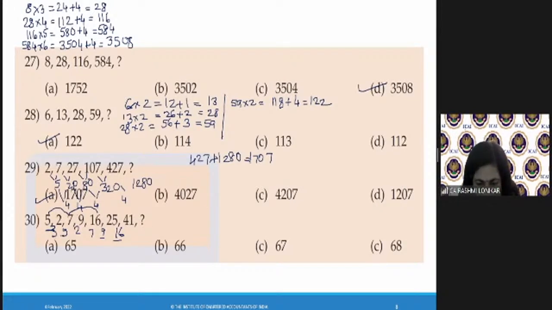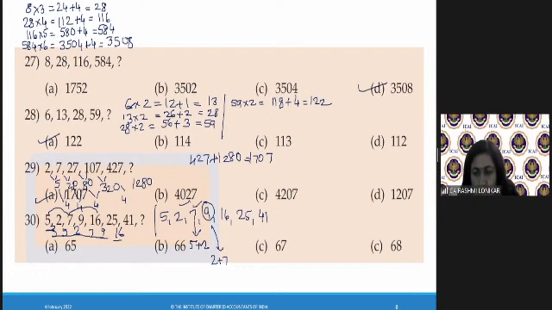So this difference when I try to find out, I am not able to get the answer because this is 3, 5, 2, 7. So I have to again rethink. This is 5, 2, 7, 9, 16, 25, 41. Now I see 5 plus 2 is 7. So this 7 is 5 plus 2. These two numbers add. What is 9? 9 is 2 plus 7. So what is this number? This number is the addition of the earlier two numbers, 2 and 7.